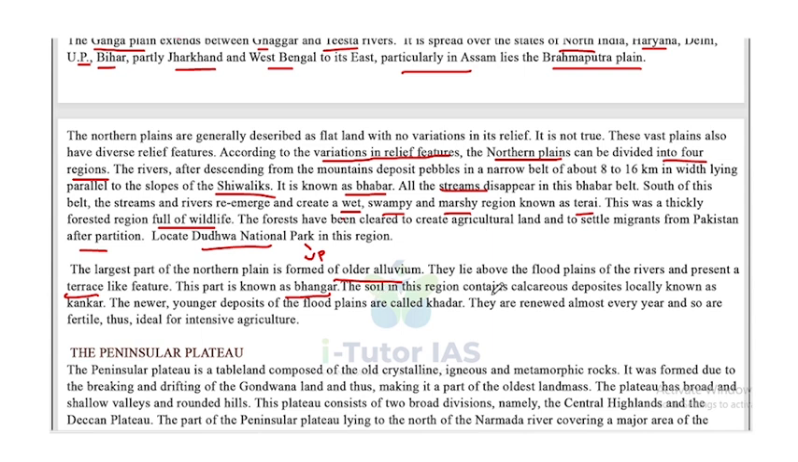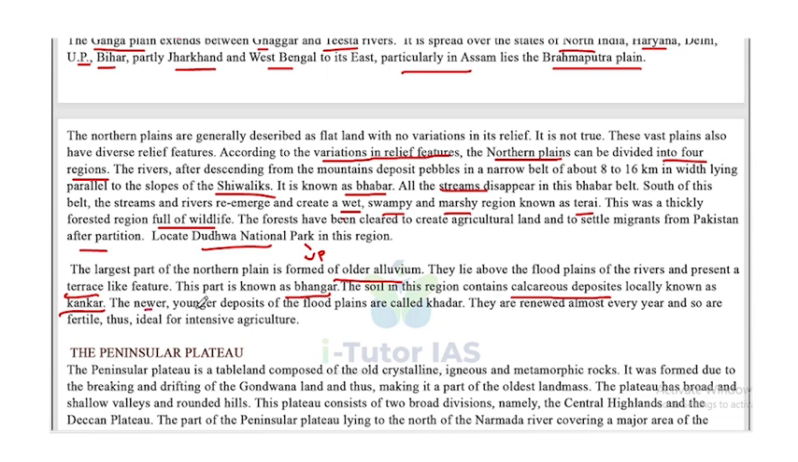The soil in this region contains calcareous deposits. Okay, the soil of the Bangar region contains calcareous deposits, which is locally known as Kankar. Because of the presence of calcareous deposits, it is known as Kankar.